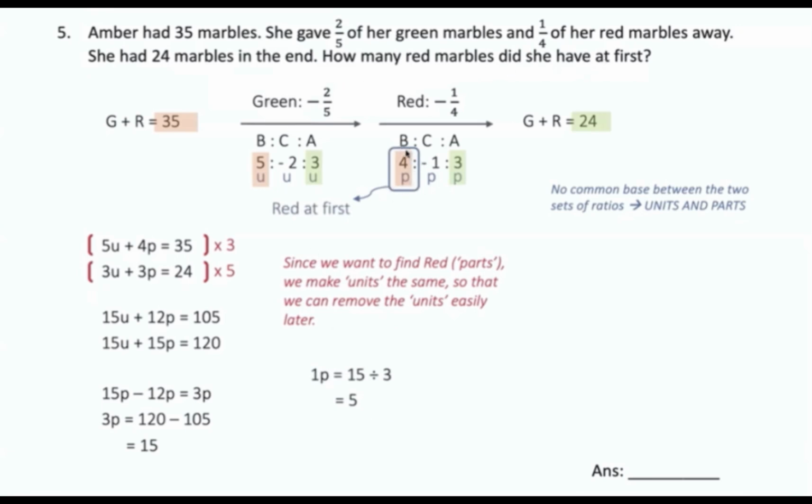So we are talking about this. At first, red is 4 parts. Pick the right number. So this will be 4 times 5, which is 20. Any question? Any question?